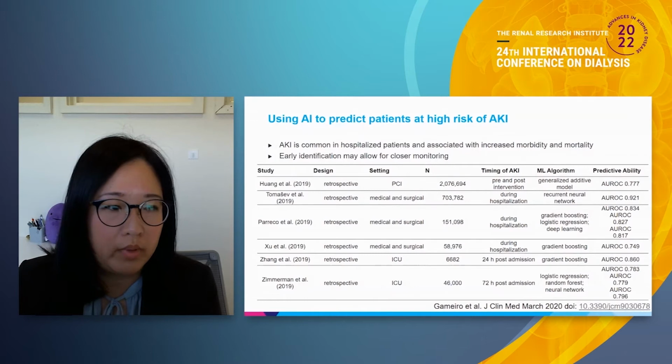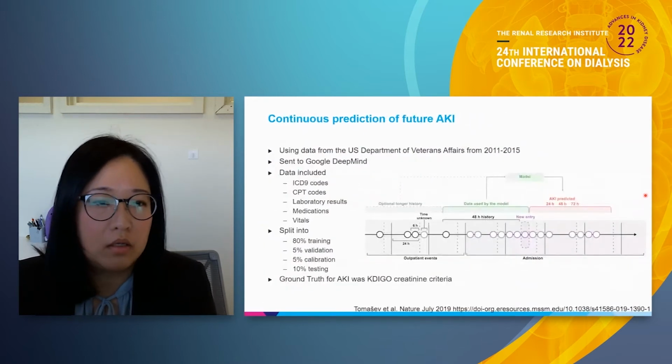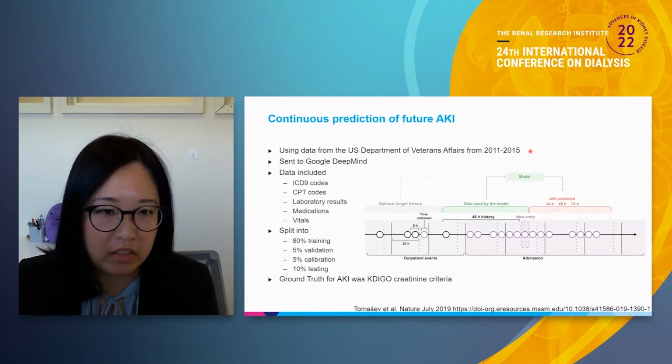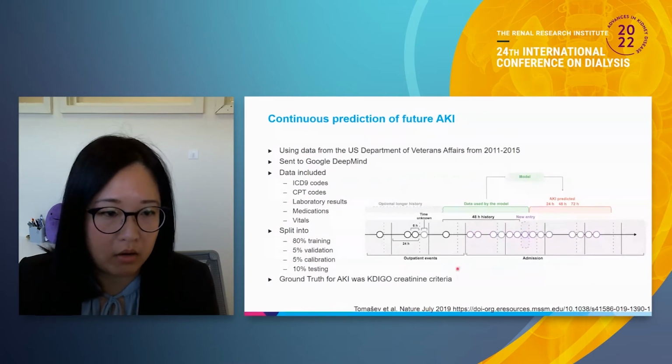And we're going to talk a little bit more about the Tomasev et al. one. So what the researchers did here is they used data from the Veterans Affairs from 2011 to 2015. They de-identified the data and then sent this over to Google DeepMind. Data features included ICD codes, CPT codes, lab results, medications, and vitals. Here in the figure is actually how they used this data for the model.